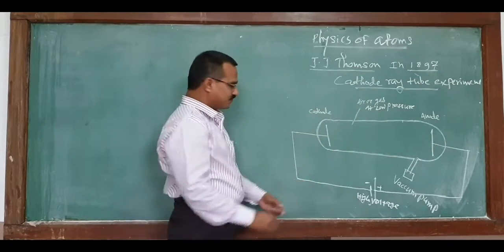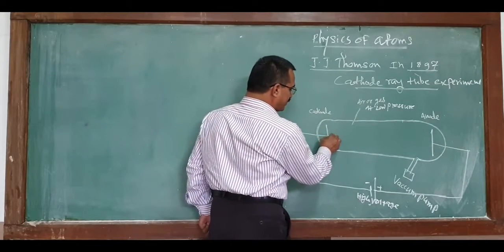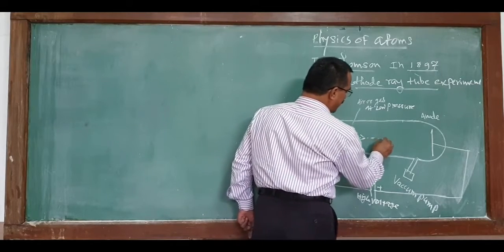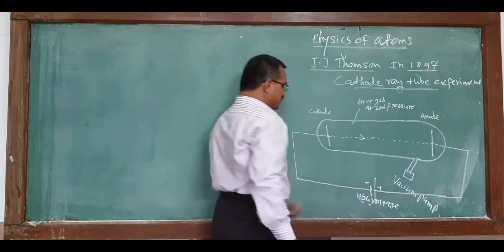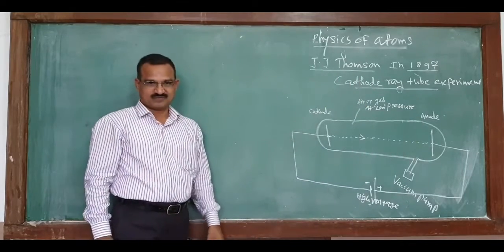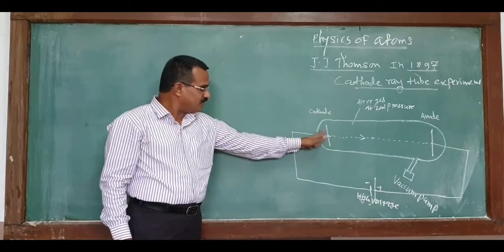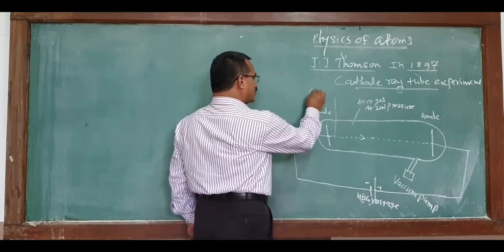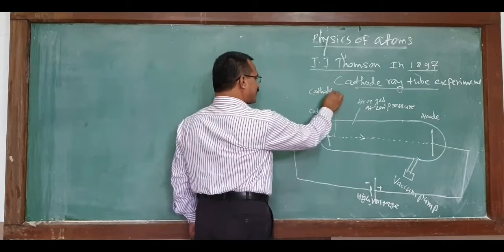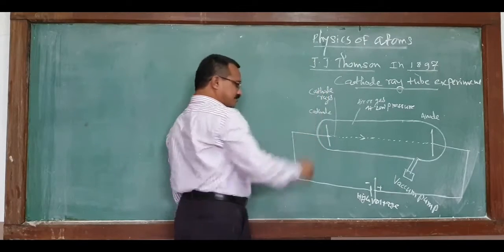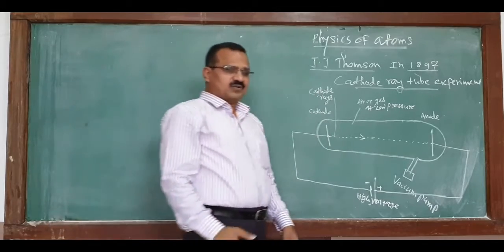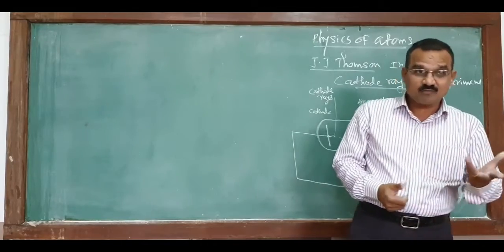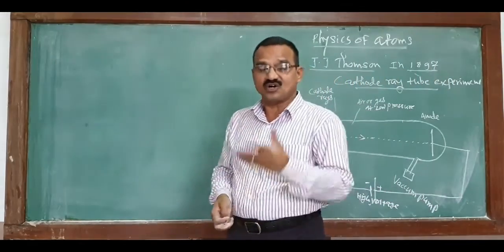And due to this, the cathode emits particles, and these particles travel from cathode to anode. These particles are emitted by the cathode, that's why they are called cathode rays. But what about the nature of the cathode rays? Either they are positively charged, negatively charged, or neutral.